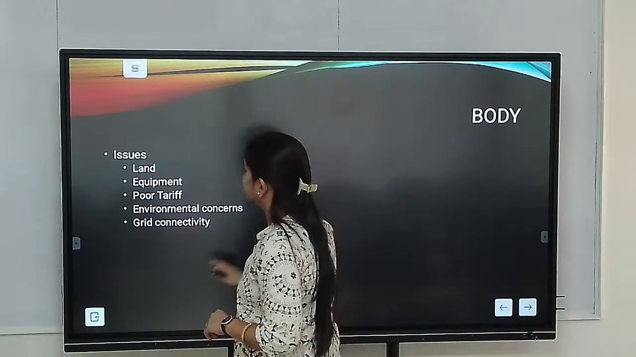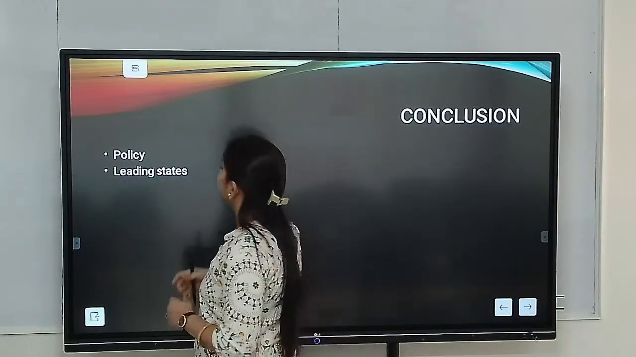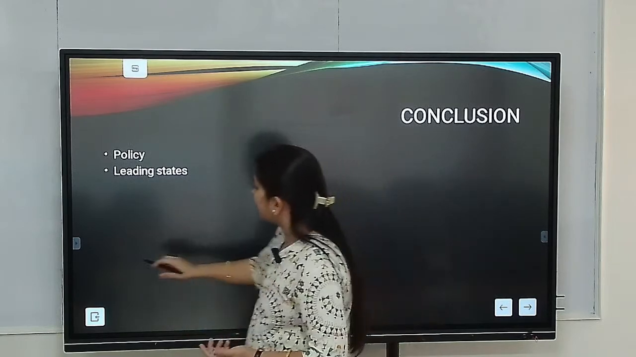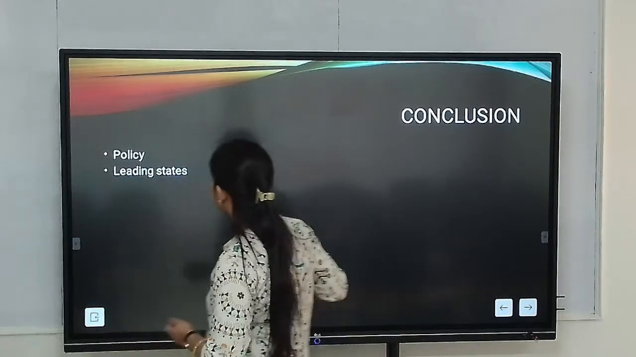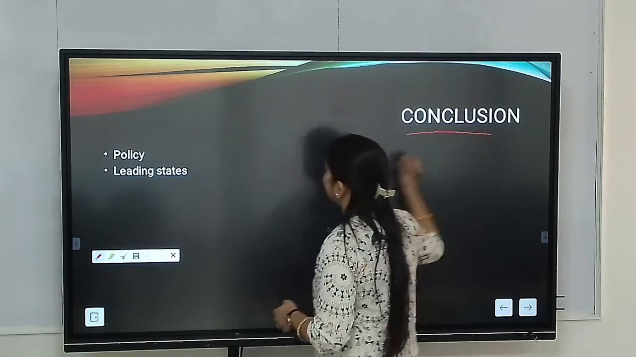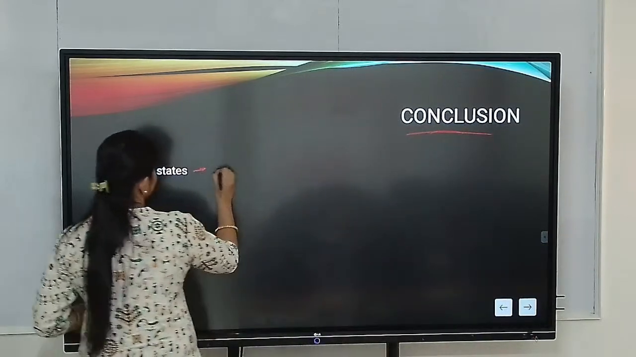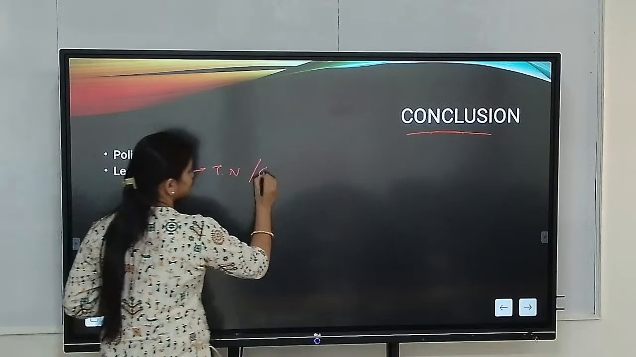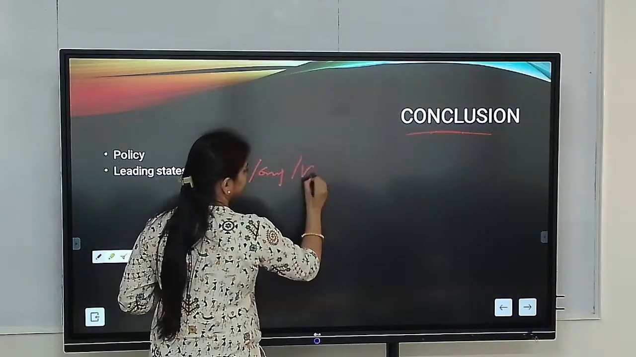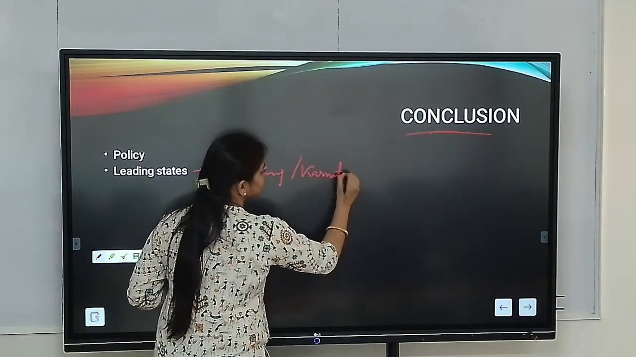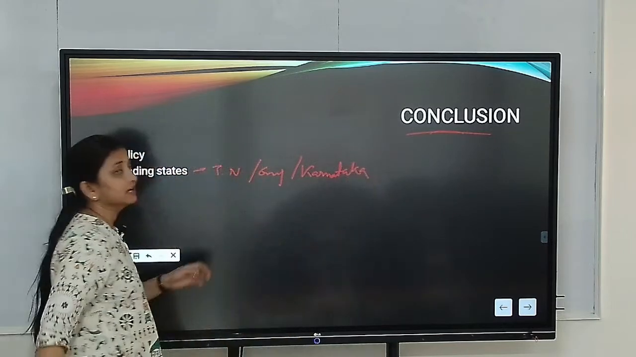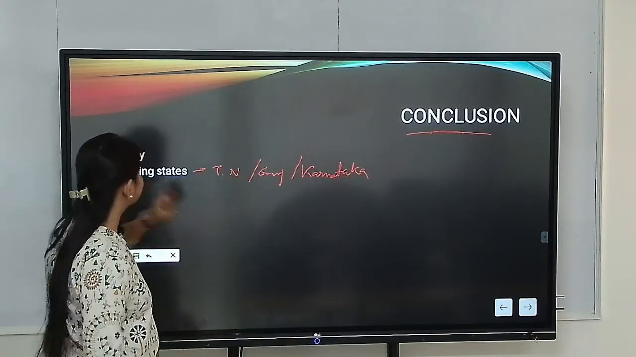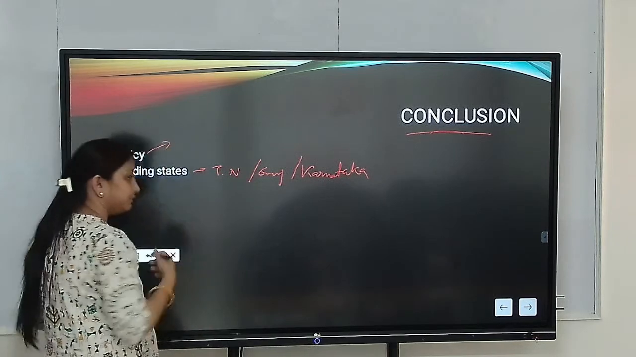So these are certain issues. So what can be the solution? That itself becomes our conclusion, okay. So in the conclusion, we may write about states such as Tamil Nadu, Gujarat or Karnataka. They are amongst the leading producers of wind energy in India, okay. These are the leading states, and it is because of certain government policies.